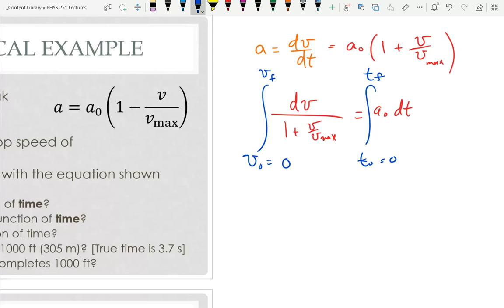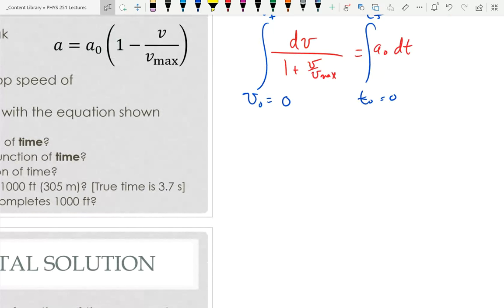So would that be natural log of 1 plus V divided by V max? There's going to be one variation on that, but essentially yes, right? Because I'm going to use a U substitution. Because I have 1 plus V over V max, I'm going to say let U equal V over V max.